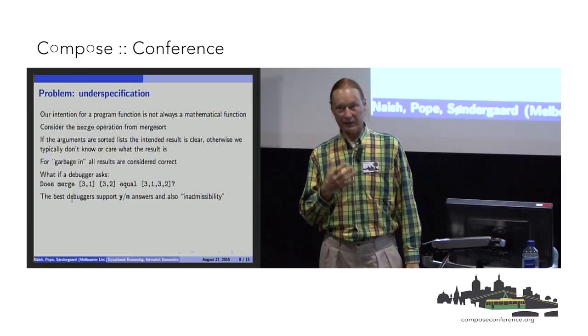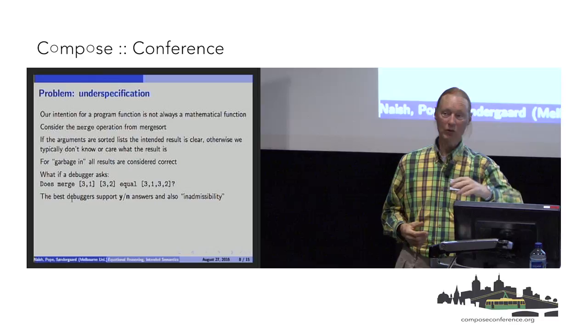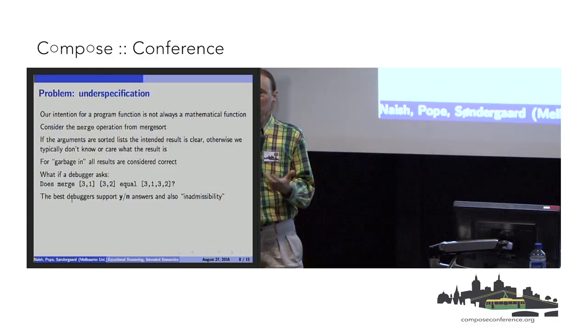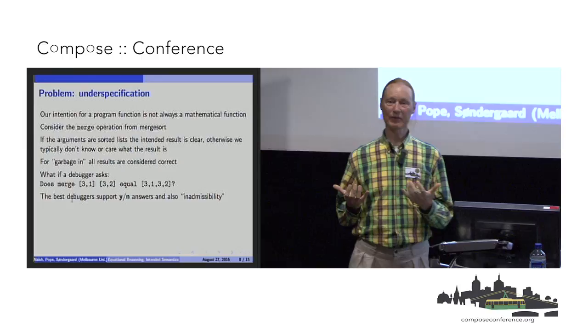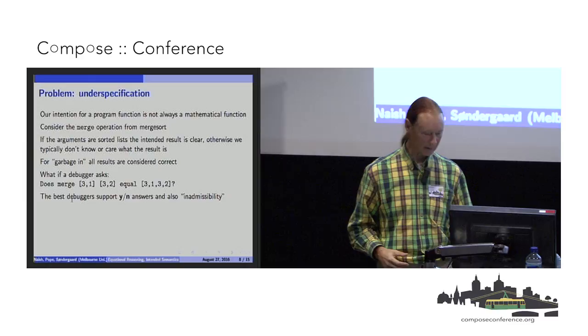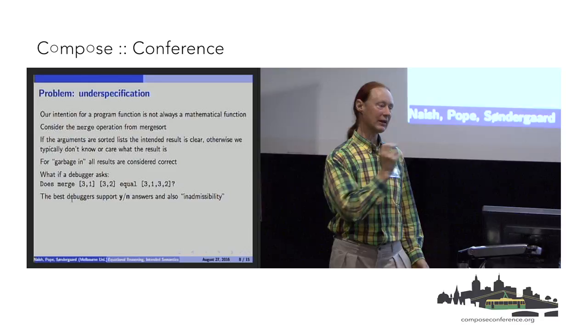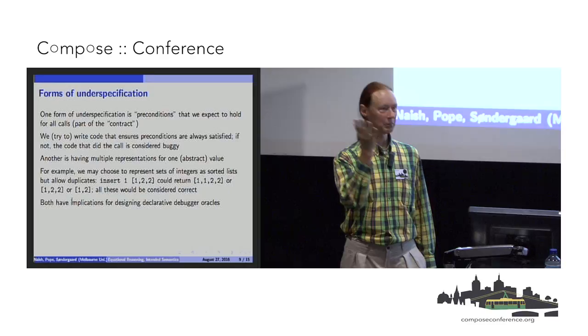And this sort of thing crops up in declarative debugging. You might have a question like, does merge of two lists which aren't sorted equal some other list? Well, maybe it should, maybe it shouldn't. The bottom line is you should never be asking that question. You should never have a computation that has a call like that. And so the better debuggers allow this idea of inadmissibility as well as saying, yes, it's true, no, it's not. And people have built such debuggers, like Buddha, for example.